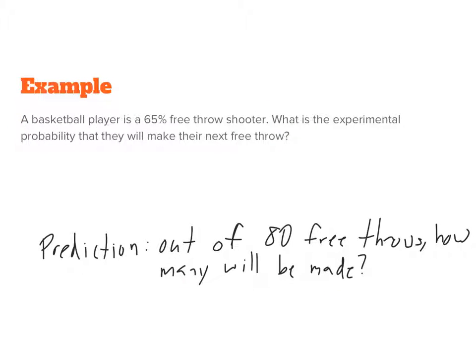Another example of using experimental probability: a basketball player is a 65% free throw shooter. That's our experiment. So out of all the free throws that they've shot in the past, they've made 65% of them. What is the experimental probability that they will make their next free throw? Well, we have to turn this into a fraction. So 65% into a decimal is 0.65.